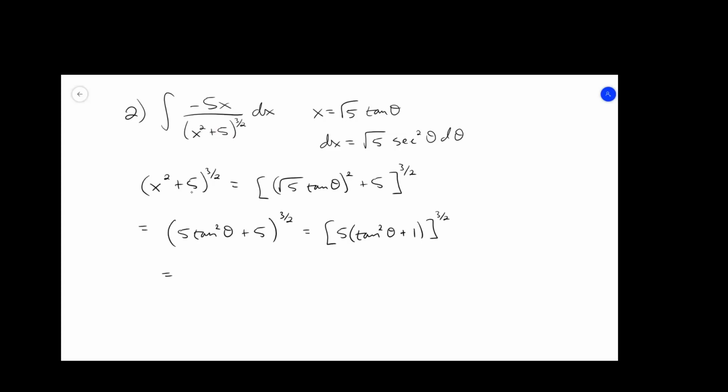And also notice that this 5 is also being raised to that 3/2 power. So if we want to separate it, we need to write it as 5 to the 3 halves. And then the tan squared plus 1 becomes secant squared theta, and that is also raised to the 3 halves power. And so simplifying that, you can see those 2's are going to cancel. We're just left with secant cubed there. We'll have 5 to the 3 halves power, and then secant cubed.